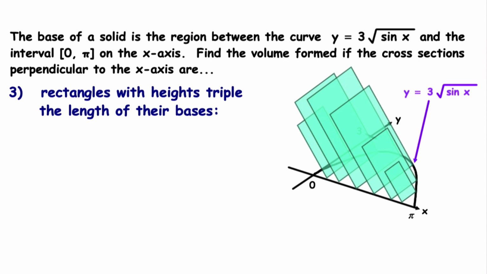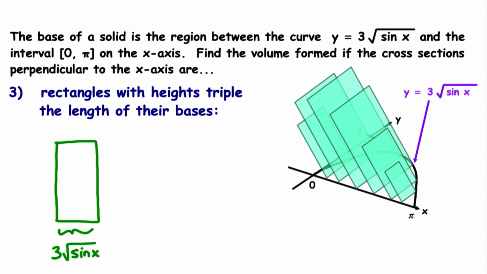All right, I think I'm going to make a picture of one of the cross sections. So I'm just going to grab one of these rectangles, it's like a sheet of glass or whatever, and pull it out, flip it sideways, and take a look at it. And this is what I would see. The bottom is still going to be 3 radical sine of x. The height, however, being triple that length, will be 9 radical sine of x.